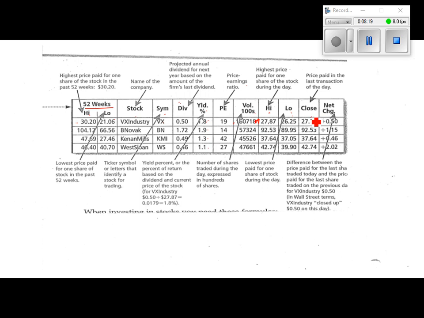The stock closed. That means at the close of the market at the end of the day, this stock closed at $27.87 per share. And this last one tells you what happened from yesterday to today. The closing price of this stock yesterday subtracted from the closing price today would have been up plus 0.50. So that's just a stock table, and you use it to see how your stock's doing.